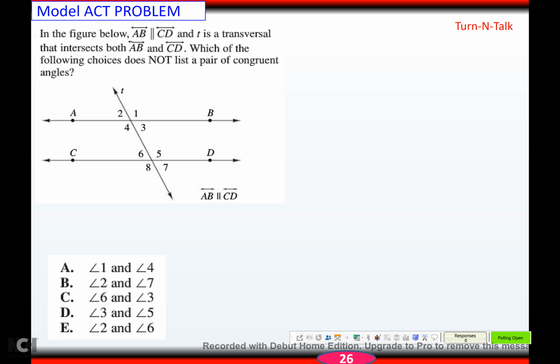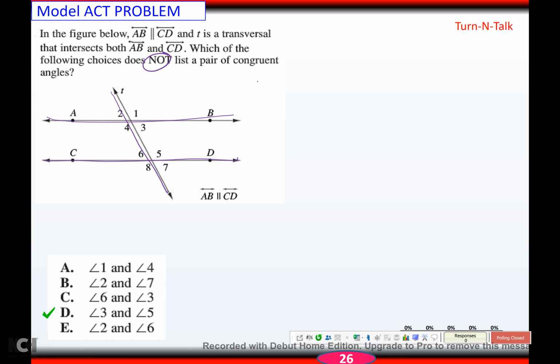Alright, try this one. Hit pause. Come back when you're ready. And hopefully you got T. In the figure below, they're telling you that line AB is parallel to line CD, and line T is their transversal that intersects them. It says, which of the following choices does not list a pair of congruent angles?